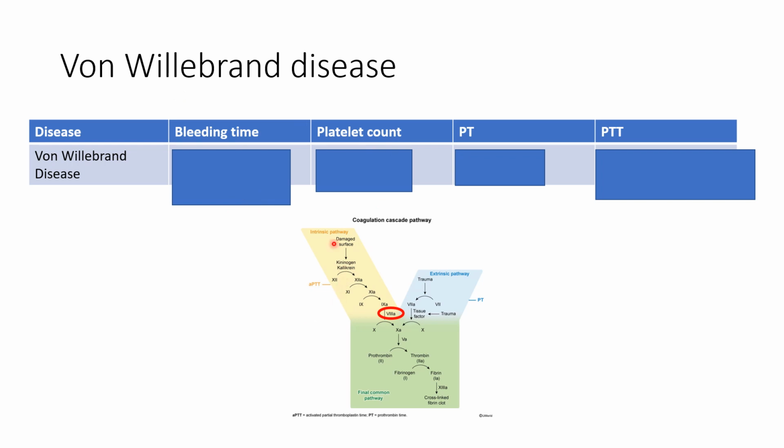So before we go further, here's a coagulation cascade pathway. Again, von Willebrand factor is not in the coagulation cascade pathway, but it does carry and protect factor 8, which is part of the coagulation cascade, okay? And it's part of the intrinsic pathway, which is the APTT. So knowing that, and also we'll get to bleeding time. So what is the bleeding time in von Willebrand disease?